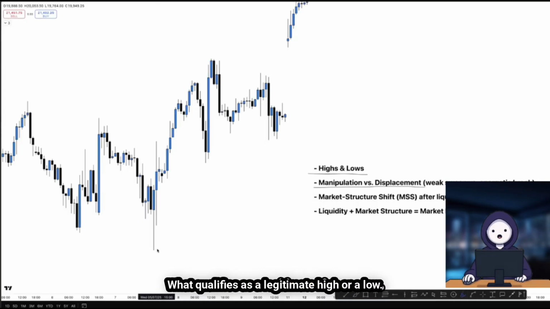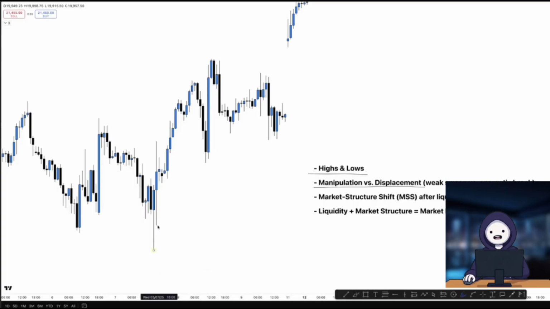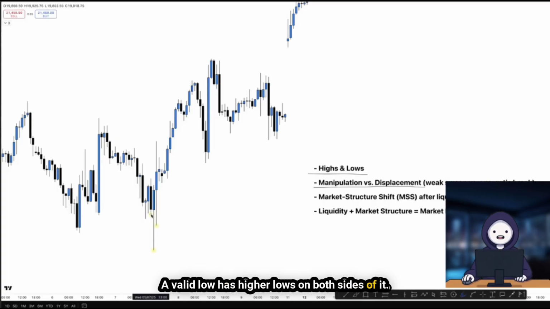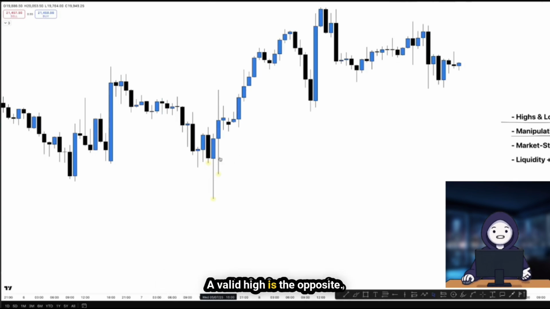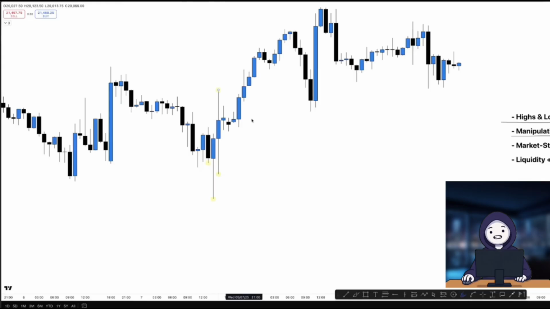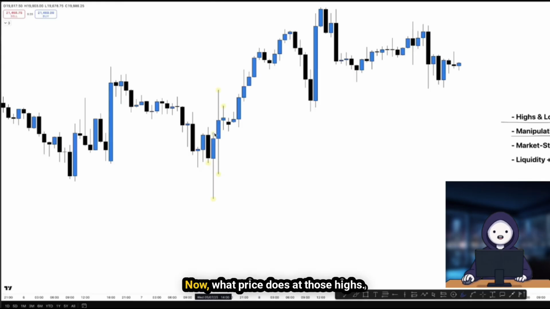First, let's define what qualifies as a legitimate high or a low. A valid low has higher lows on both sides of it, so you're looking at a three-candle formation where the center candle is the lowest point, with higher lows flanking it on each side. A valid high is the opposite, lower highs on both sides, making the center candle the peak. Now, what price does at those highs and lows tells you everything.